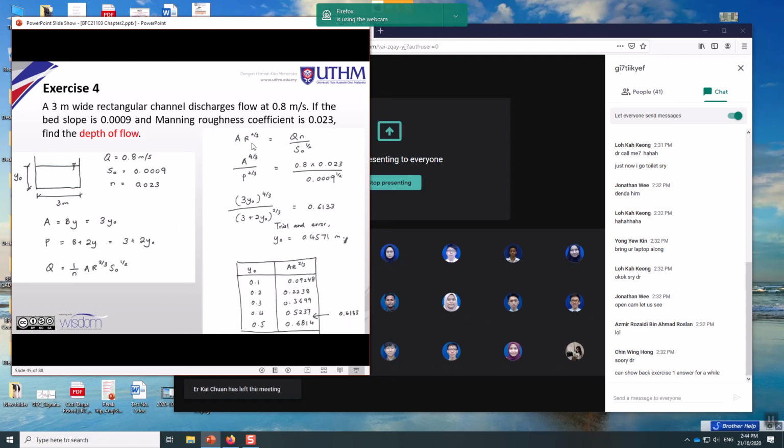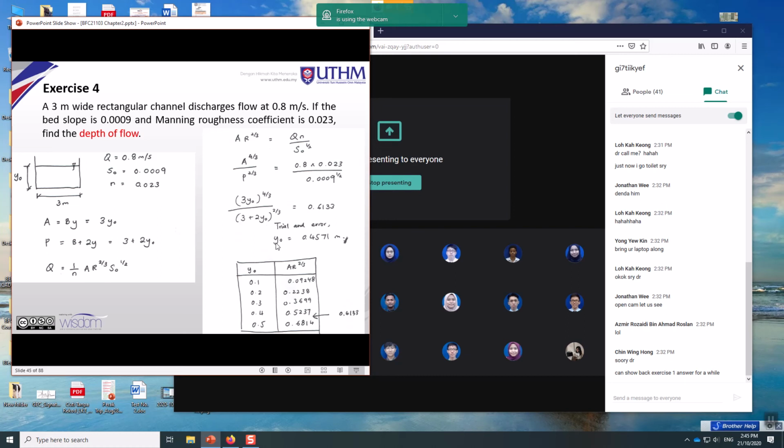Now you need to arrange your equation, because you know that you need to find your Y. Your A and R are actually in a function of Y, the depth of flow, but you know the values of Q, N and S naught already, so put them aside on one side, and the unknown you put on the other side. So you have there A R to the power of 2/3 equals QN divided by S naught to the power of half. Now, substitute here, I combine my A already: A to the power of 5 over 3 divided by P to the power of 2/3. So I substitute my A and P. Alright, solving for QN over S naught to the power of half, I have there 0.6133. Now, how am I going to get my Y naught?